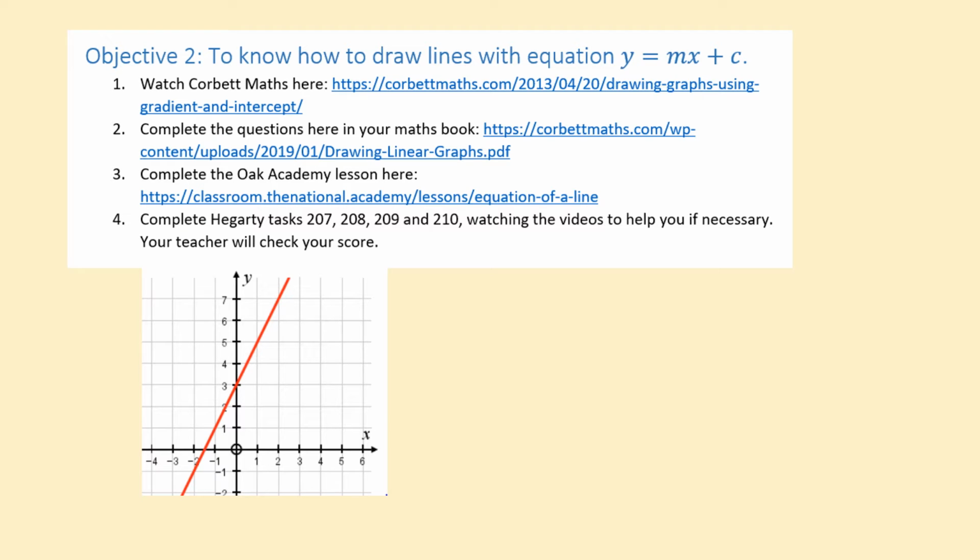The second objective is to know how to draw lines with equation y equals mx plus c. So again, the graph that we have at the bottom there, you'll see that the y-intercept is 3 because that's where it passes through the y-axis, and the gradient is every unit you increase in the y-axis for every unit on x. So you can see as you go across 1 on the x-axis, you go 2 up on the y-axis, so it has a gradient of 2. So you can put that together as the equation for that line. The red line you see in the graph will be y equals 2x plus 3.